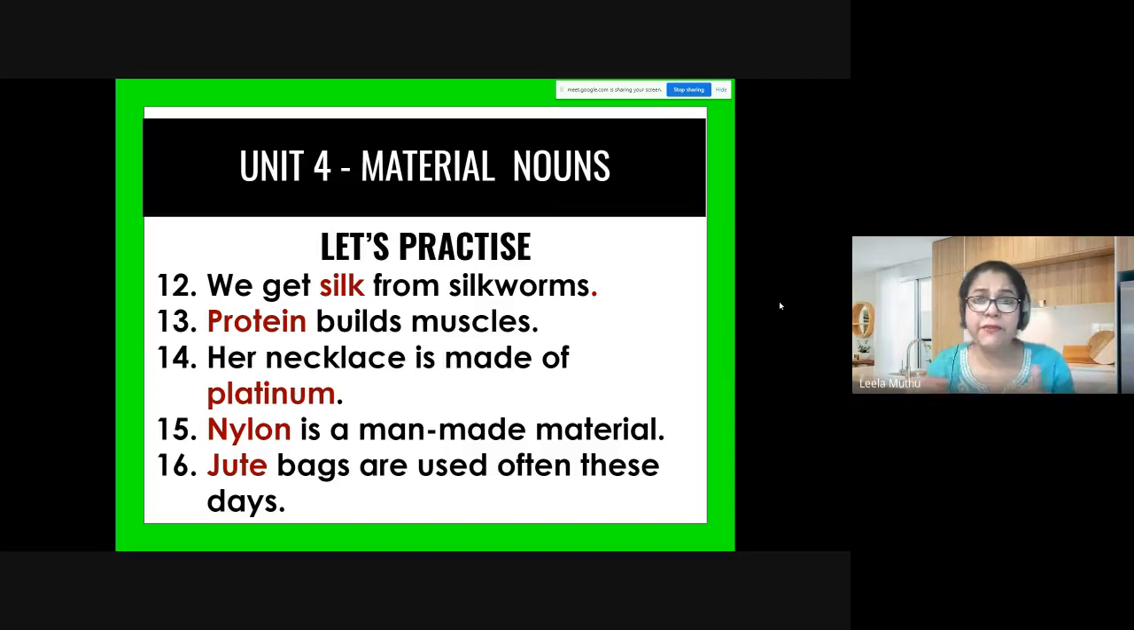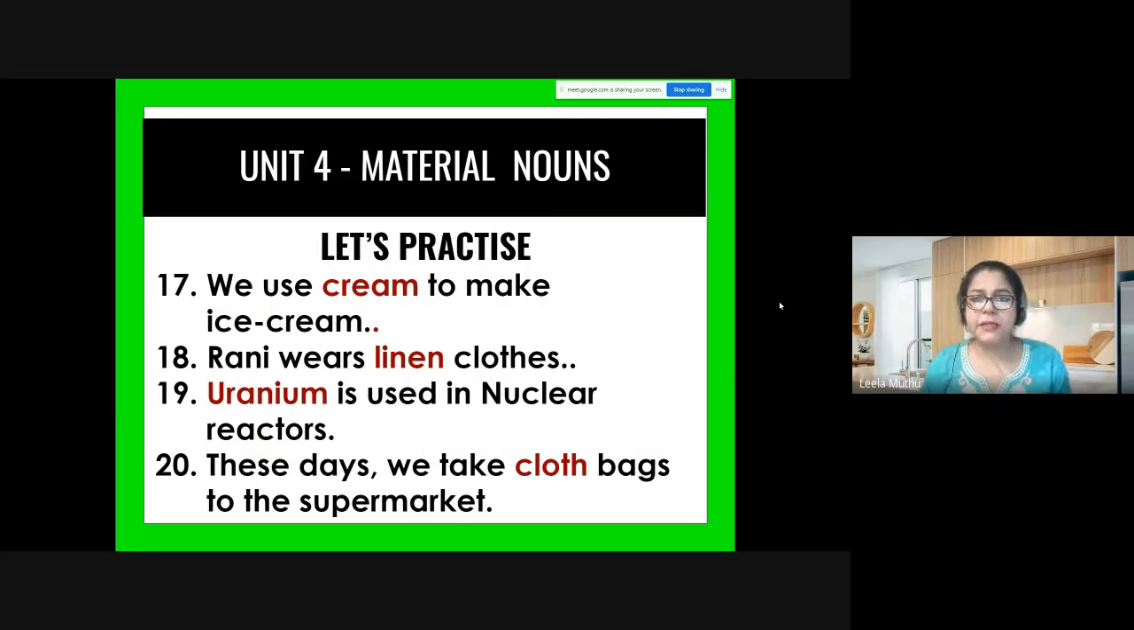Her necklace is made of platinum, made of. Definitely material, the material is platinum. Nylon is a man-made material. Oh, the answer is there in the sentence. Nylon is a material. Jute bags. Stop, think. Use those brain cells. Bags. Jute comes before bags, so jute is an adjective in this sentence. Okay? We use cream to make ice cream. What material do you use to make ice cream? Cream, material noun. Rani wears linen clothes. Stop. Think. Clothes.